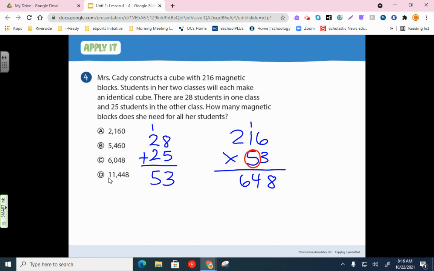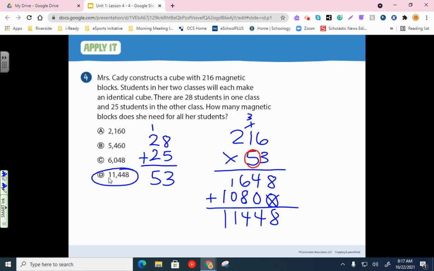Now we'll multiply by the 5, which is in the tens place, which means we have to create a placeholder and get rid of the regroup we used for the first step. 5 times 6 is 30. 5 times 1 is 5, plus 3 is 8. And 5 times 2 is 10. Put an addition symbol down there to remind you what operation you're doing. Add up our ones. Here's our tens. Add up our hundreds. Here's our thousands, and here's our 10,000. And she will need 11,448 total blocks. The beauty of having multiple choice is you can see if you got the exact answer, which we did.